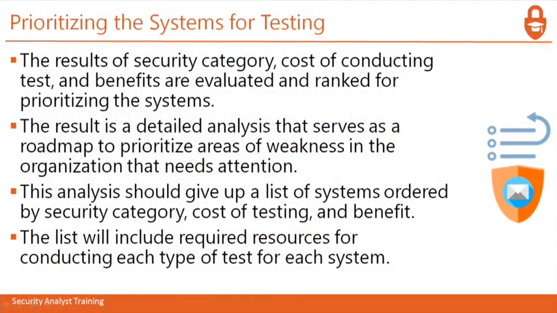Next, I want to teach you how to prioritize the systems for testing, starting with the results of the security category. The cost of conducting a test and the benefits are evaluated and ranked to prioritize the system. The results should be detailed, with a detailed analysis, and should also have details about the weaknesses within an organization that require immediate attention. So the results should serve that purpose. The analysis must provide a list of systems based on some factors: one being cost of testing, second being the security category, and lastly the benefits which the analysis should have as part of the system.